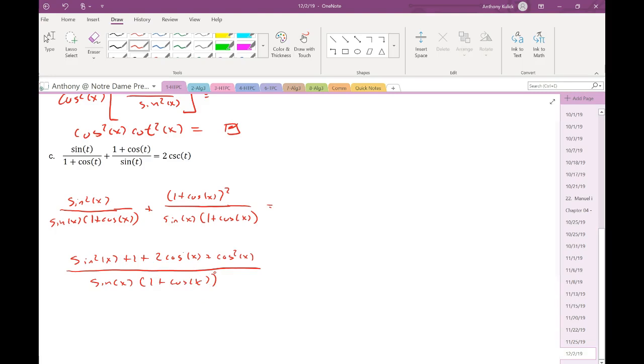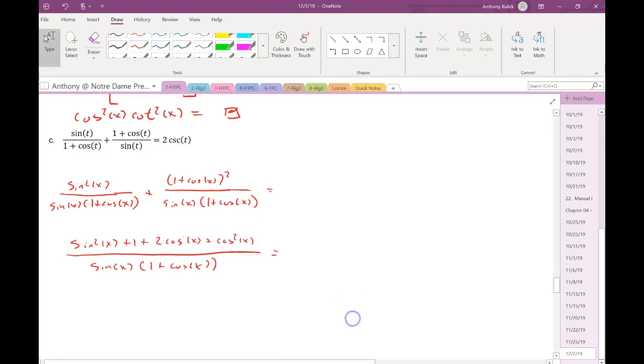You good so far? I see the end now. So in the numerator, what do we notice? Sine squared plus cosine squared is 1. So 1 plus 1 is 2. So I'll write it that way. Everybody okay with what I just did there? Okay.